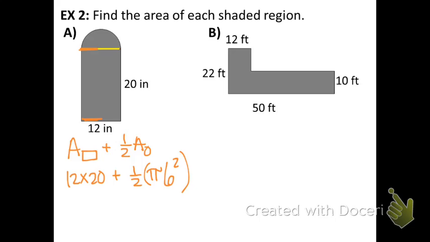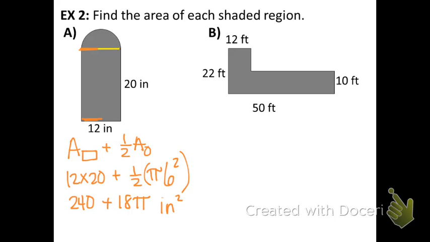So 12 times 20 is 240, and 6 squared is 36 times a half, or divided by 2, is 18 pi, and this would be inches squared. And again, you could actually put that in your calculator and give it to the nearest tenth for me. Otherwise we just leave it in terms of pi.